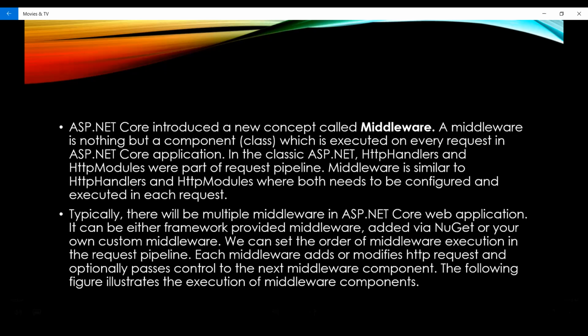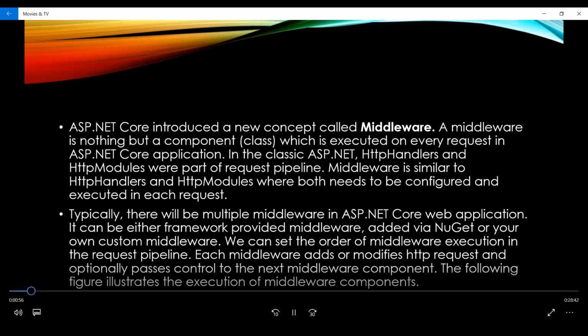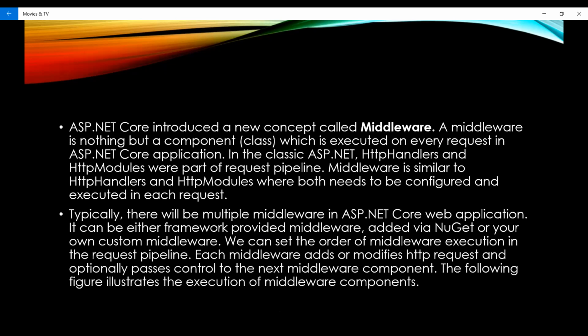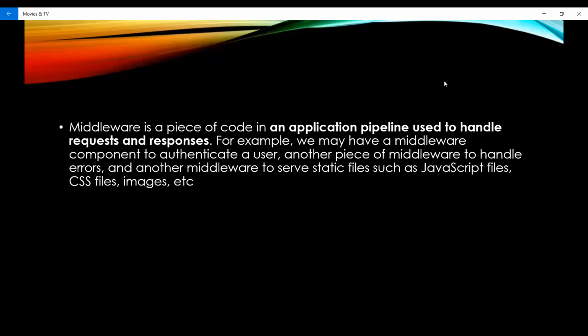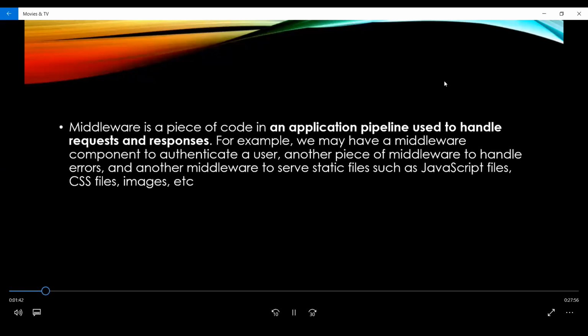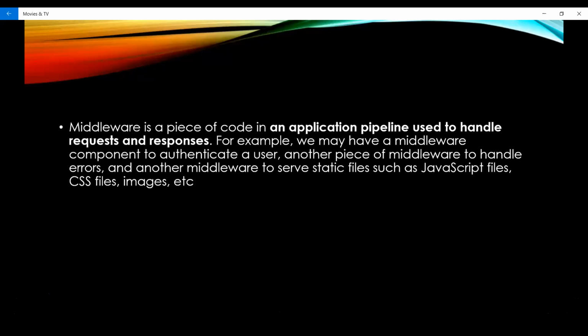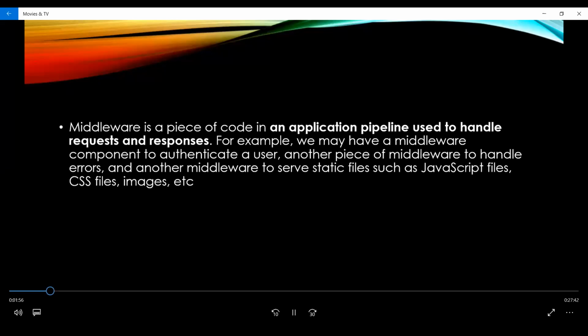Each middleware adds or modifies the HTTP request and optionally passes the control to the next middleware component. You can see a figure which illustrates the execution of middleware components. Middleware is a piece of code in an application pipeline used to handle requests and responses. For example, we may have a middleware component to authenticate a user, another to handle errors, and another to serve static files such as JavaScript files, CSS files, images, etc.